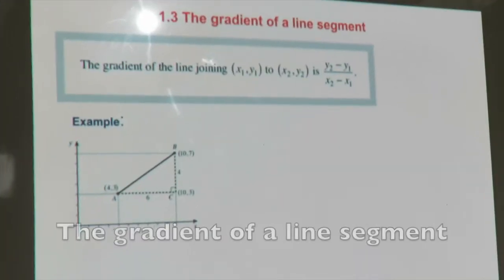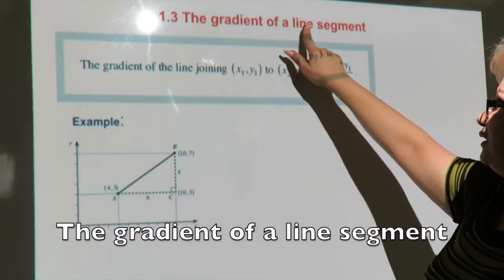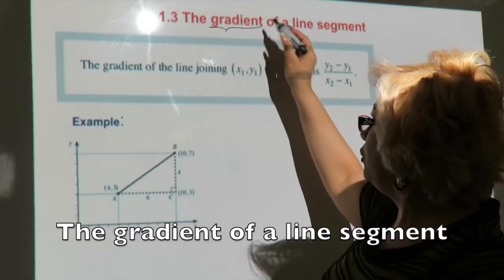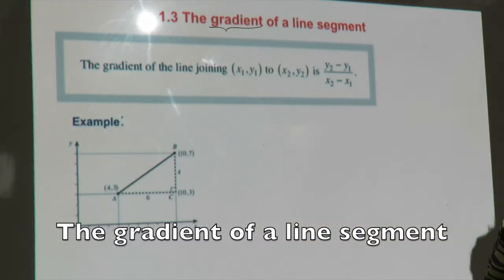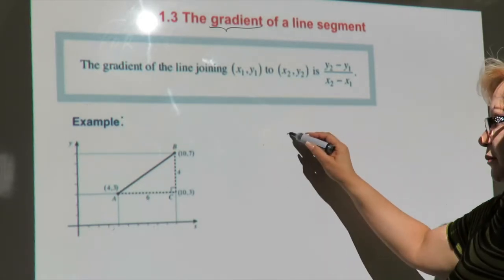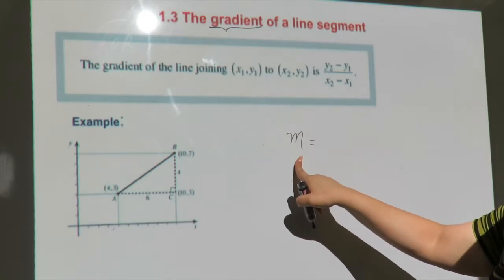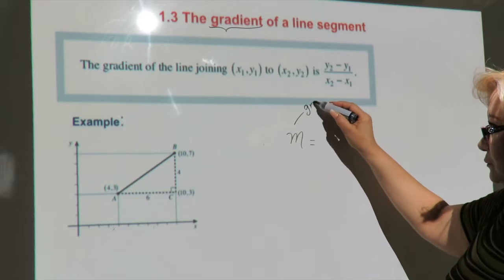Okay. On section 1.3 from chapter 1, we will see the gradient of a line segment. When we talk about gradient, we talk about the slope of the line. We talk about the steepness of the line. Okay? So it is simple. The formula for this is usually represented by an m. m most of the time represents what we call gradient.